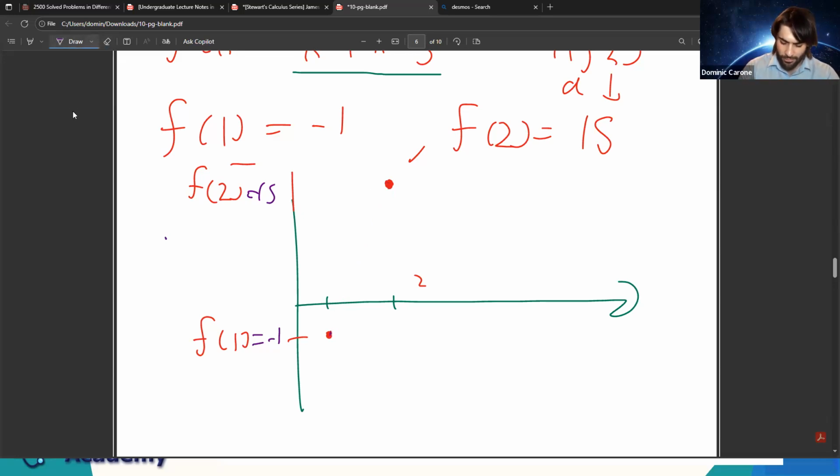It could go like this. But we know it has to pass through 0 at least once to get from -1 up to 15. That's what the intermediate value theorem is saying.